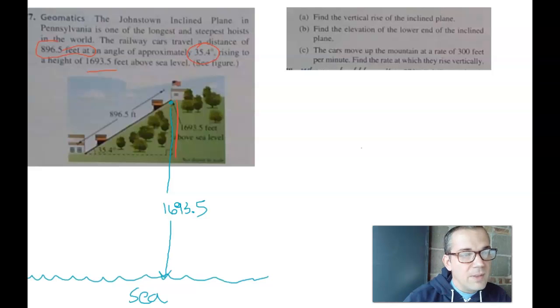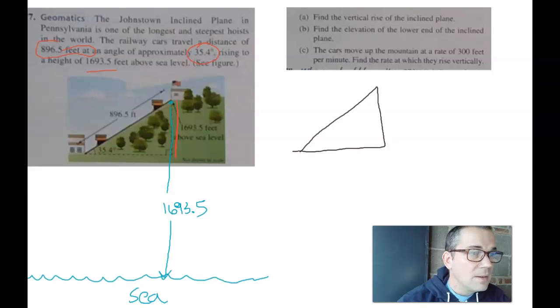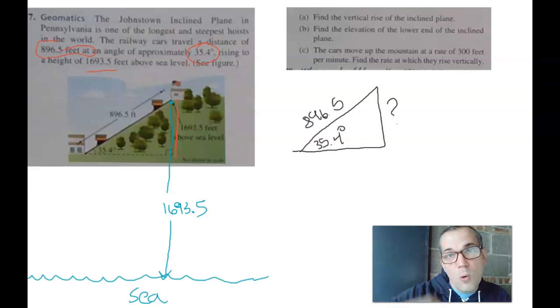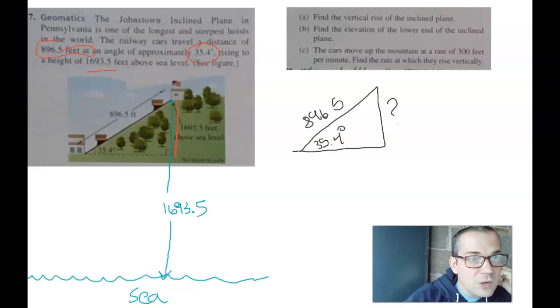So at the end of the day, what we're looking at is a right triangle where we know the hypotenuse is almost 900 feet, 896.5. We know this angle of inclination in degrees. And then we're trying to figure out what that vertical component is. So it's a matter of determining which trig function to use.